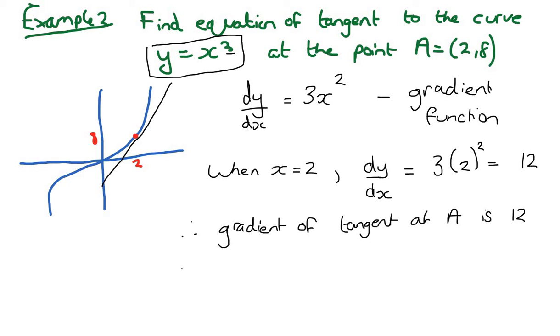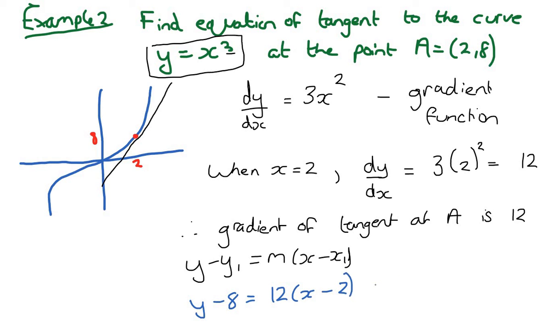And now we can just do this exact same process. Using our point, we can use y minus y1 equals m times (x minus x1). So let's do that. And our point is (2, 8) this time. So we get y minus 8 equals 12 times (x minus 2). And I'll leave it in terms of y equals. So this tells us that y equals, well, 12x, 12 times minus 2 is minus 24, add 8 is minus 16. And that is the equation of the tangent to the curve y equals x cubed at the point (2, 8).